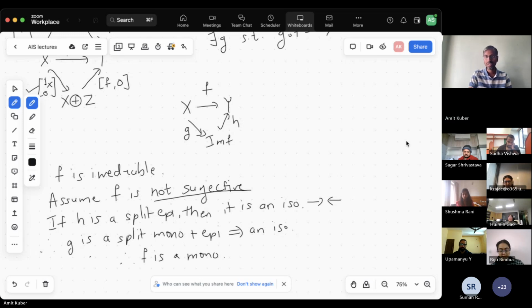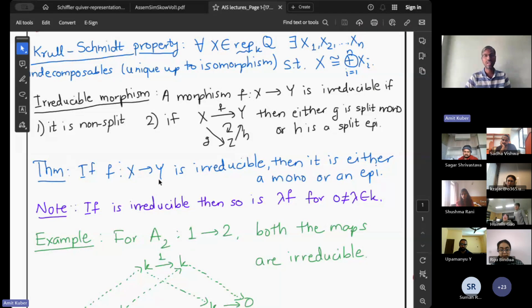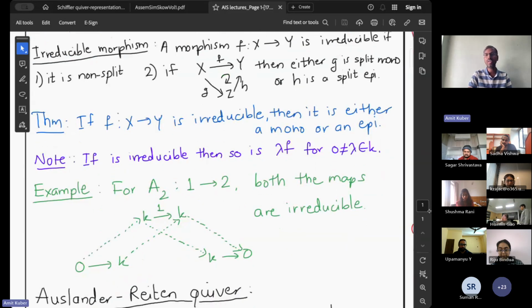Okay. Just for the first page, I'm going to keep switching between these two. Now, once we know what an irreducible morphism is, can we get hold of more irreducible morphisms? The answer is yes. We can simply say that lambda f is also irreducible. There is a typo here: if f is irreducible, then so is lambda f for any non-zero lambda.